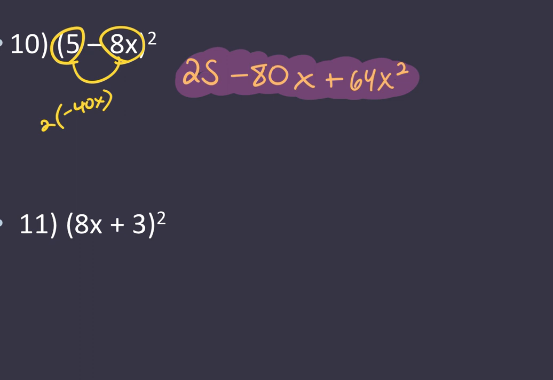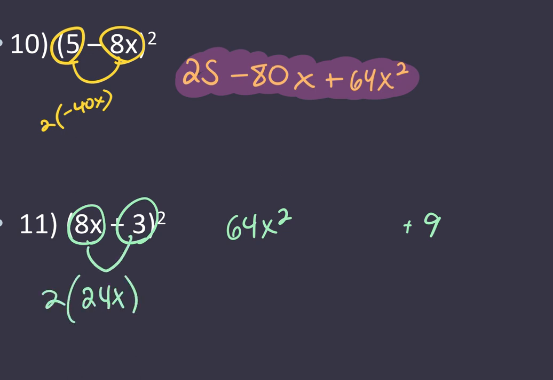Okay. All right, 11, square the first term. 8x squared is 64x squared. Square the last one. That's a positive 9. Double the product. So a positive 24x times 2 is 48x. Raise your hand if you got both those right. Let's go 2 more. Questions?